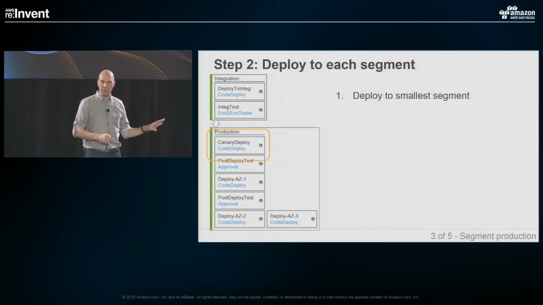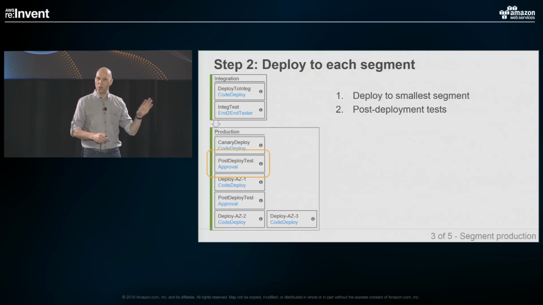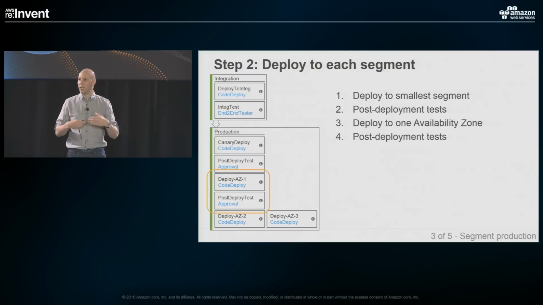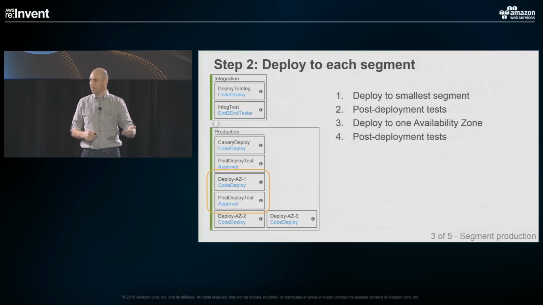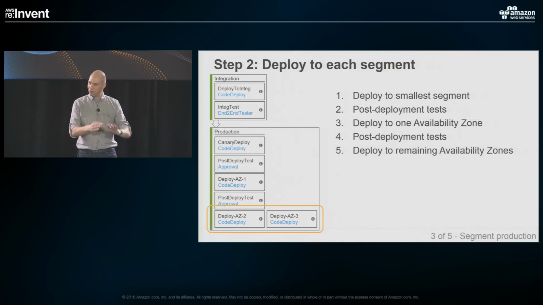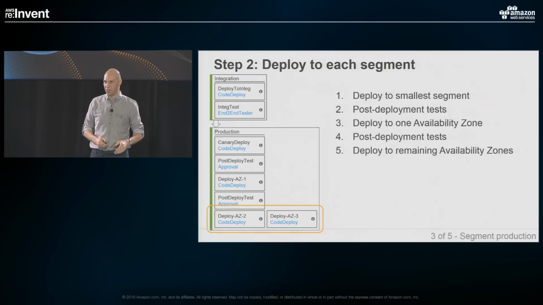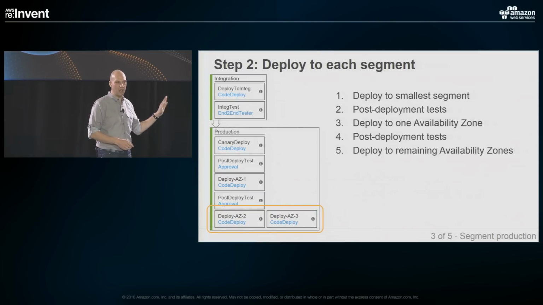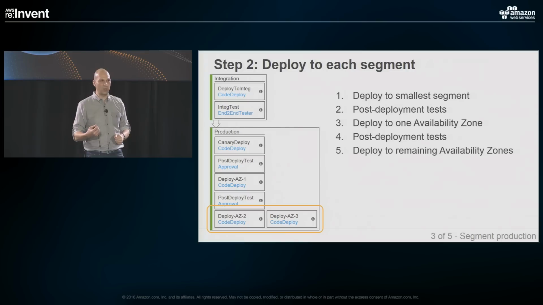Now this ends up in our release process looking something like this. We have a Canary deployment that goes to a single host, followed by a post-deployment test to verify that that deployment was good. We then deploy out to an AZ, and we test to see that that AZ has not had a regression in functionality. And then again, we fan out to the remainder of our availability zones. And this works well for a lot of our customers. Now notice we don't do a test at the end of our last deployment, and that's because we're already running synthetic traffic tests which should capture regressions already.